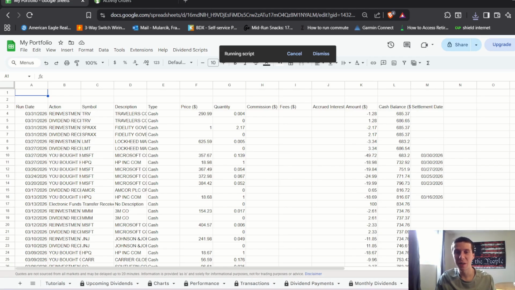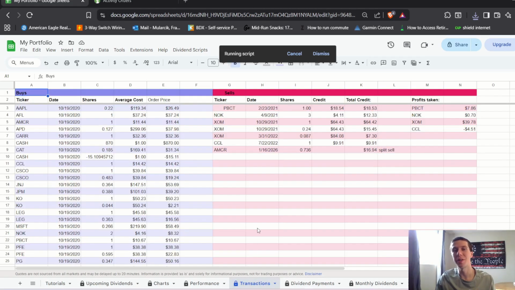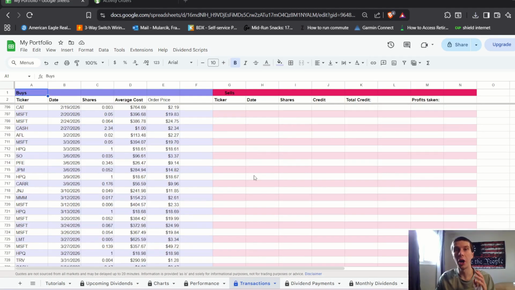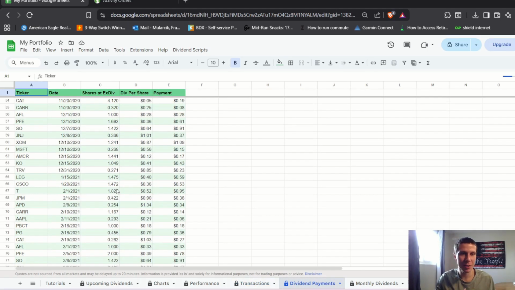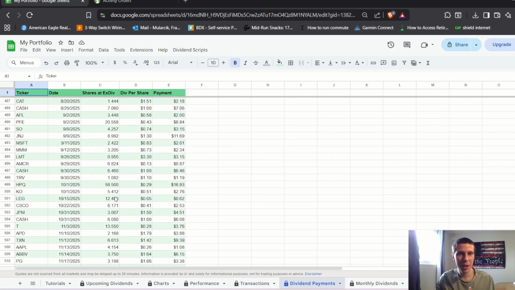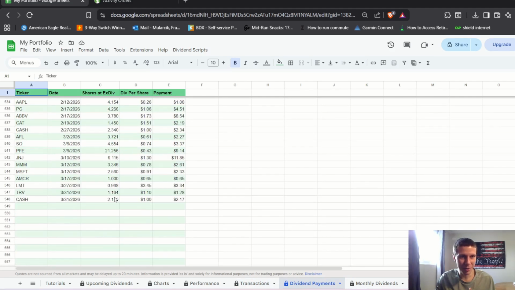And once that's done, we'll go ahead and look at the transactions and dividends received. All right, the script finished running, and we can see quite a few transactions here this month. In the month of March, we made a good amount of purchases of Microsoft and HP, so we'll look at those in the aggregated view in a little bit. No sales this month either, and if we look at dividend payments here, I have to scroll all the way down through 5 years of data.